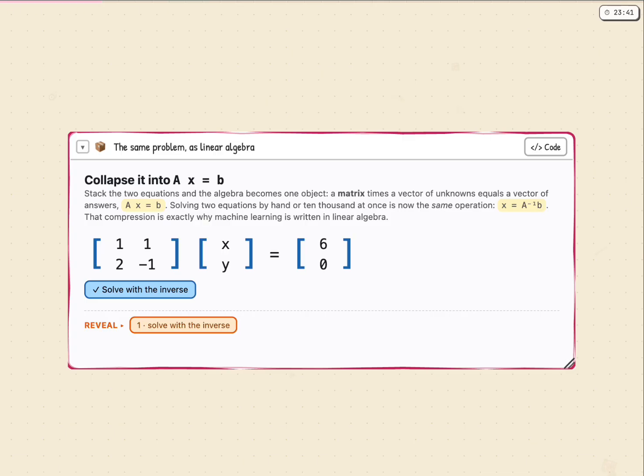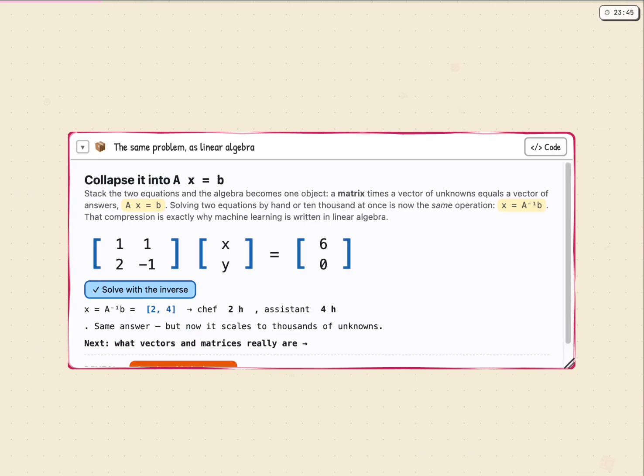And here's why that's powerful. To solve it, we do one operation. x equals A inverse times b. The inverse of a matrix is like dividing. It undoes what A did. Watch, when I solve with the inverse, I get back x equals 2, y equals 4. The same chef and assistant answer.